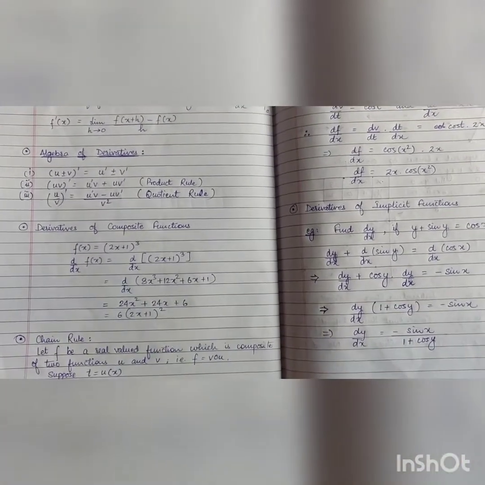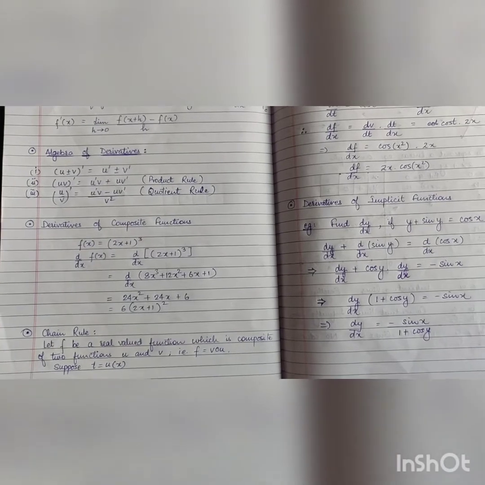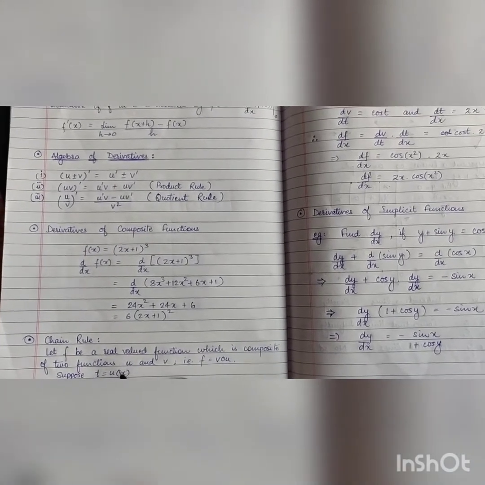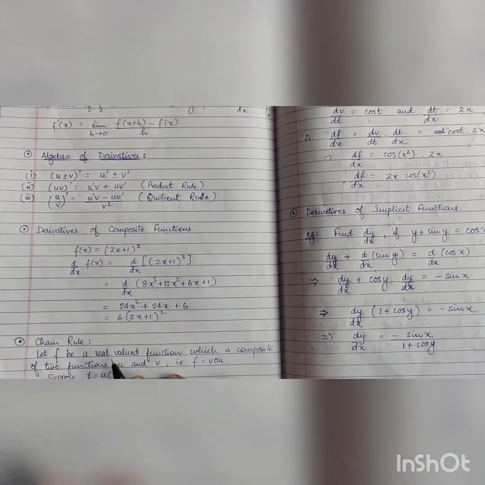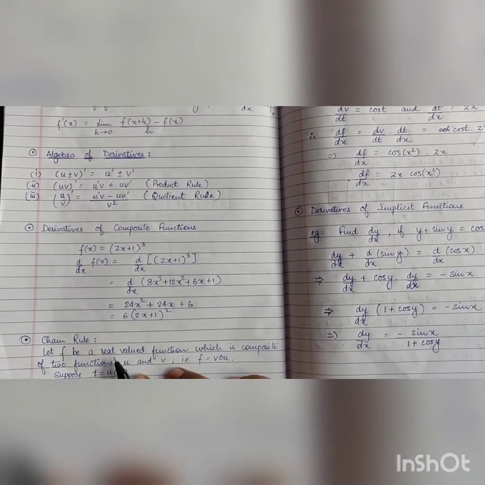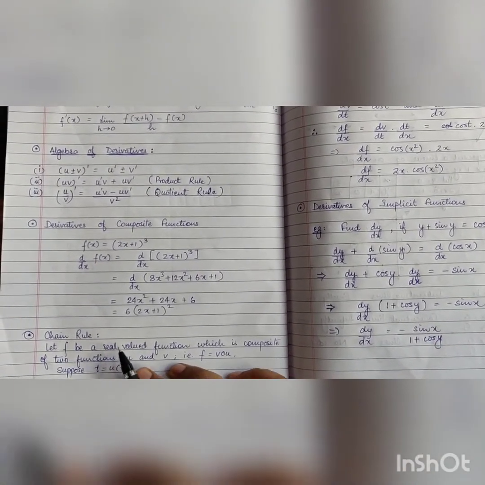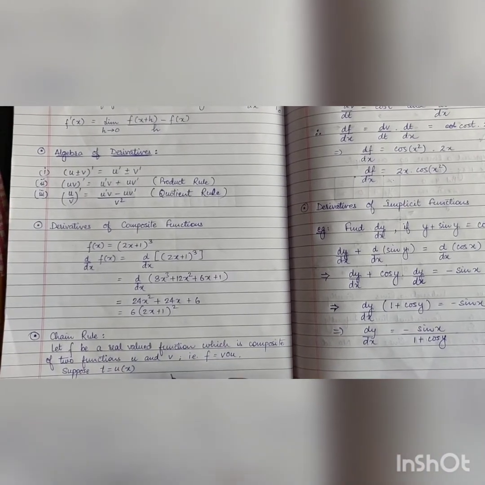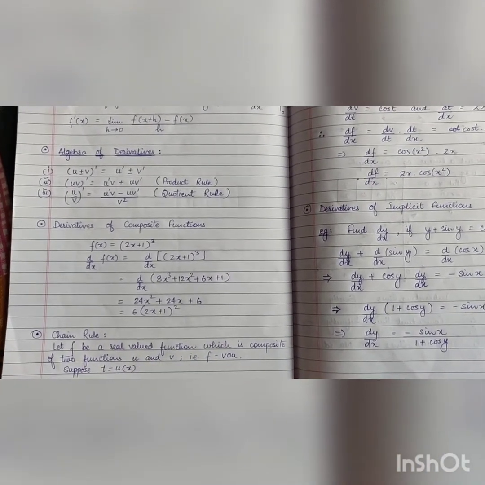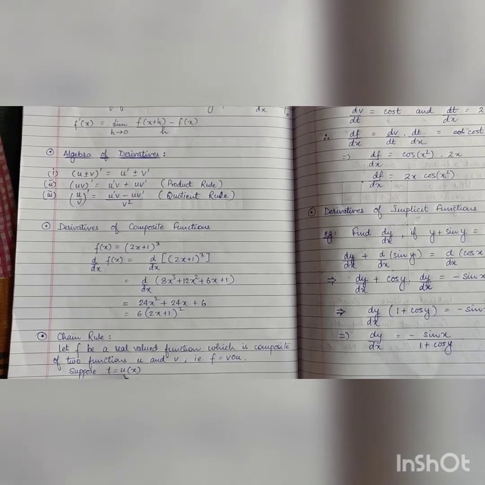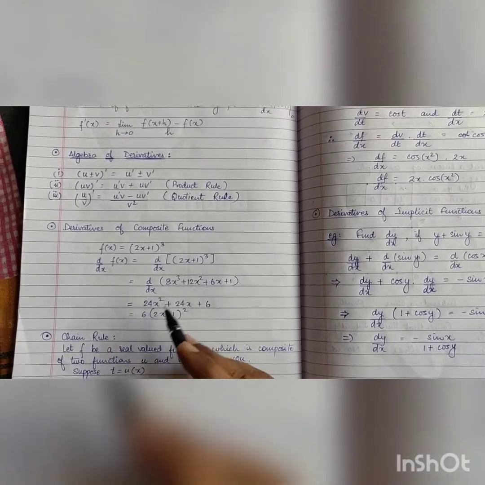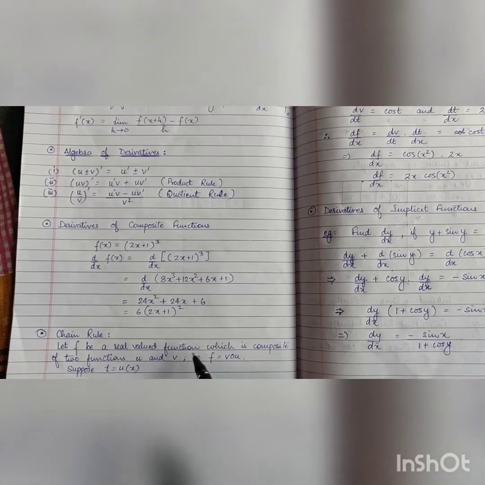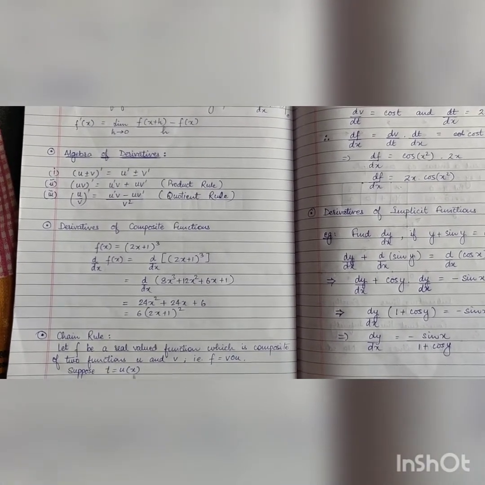Now we'll see some rules. First is your chain rule. Chain rule means, suppose we have a function f, a real valued function f, and that function comprises two more functions, u and v. You can see that u is a function of x, your function f is a function of u and v, and u is a function of x.